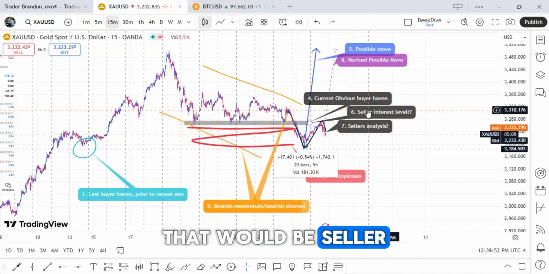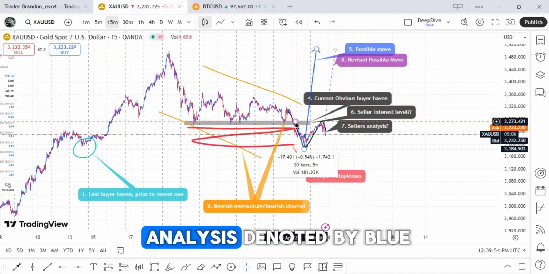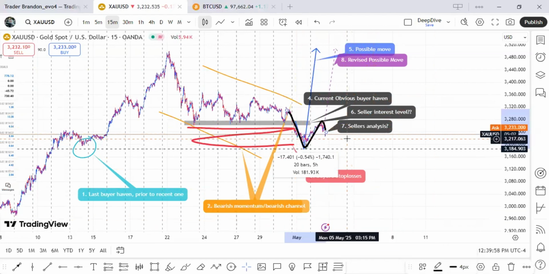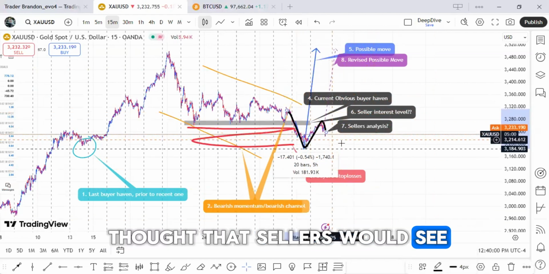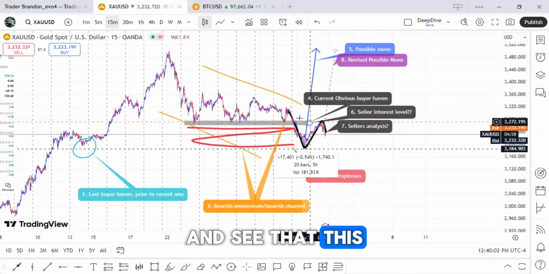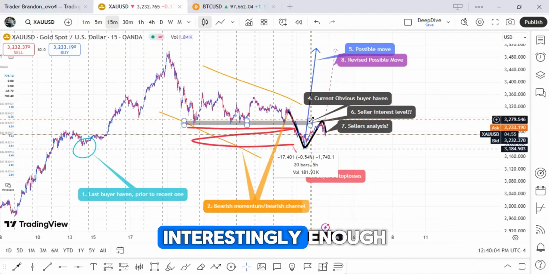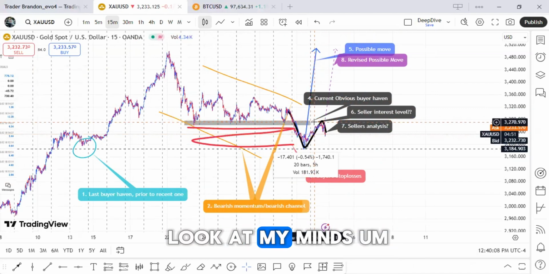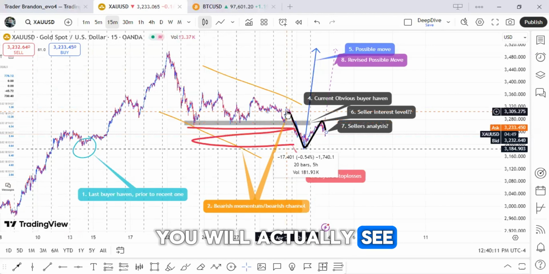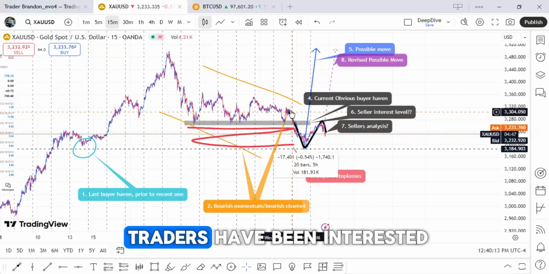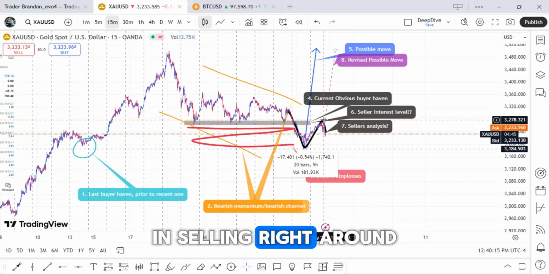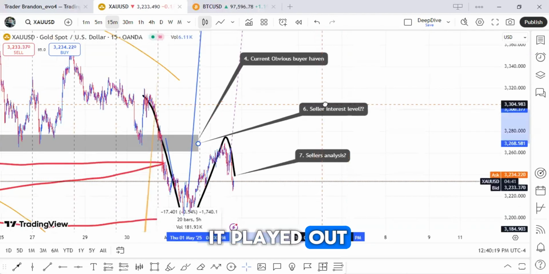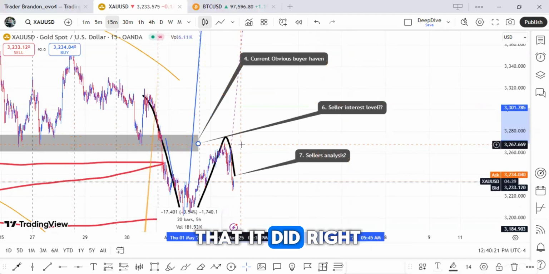That would be the seller interest level. And then 7, which would be the seller analysis denoted by blue. Let me make this bigger as well so you can get a better picture. This is what I thought sellers would see. They would analyze and see that this is likely to occur. Interestingly enough, if you click on my profile and look at my mines, you will see I have proof where traders have been interested in selling right around this level. That is exactly why it played out almost exactly the way that it did, right?